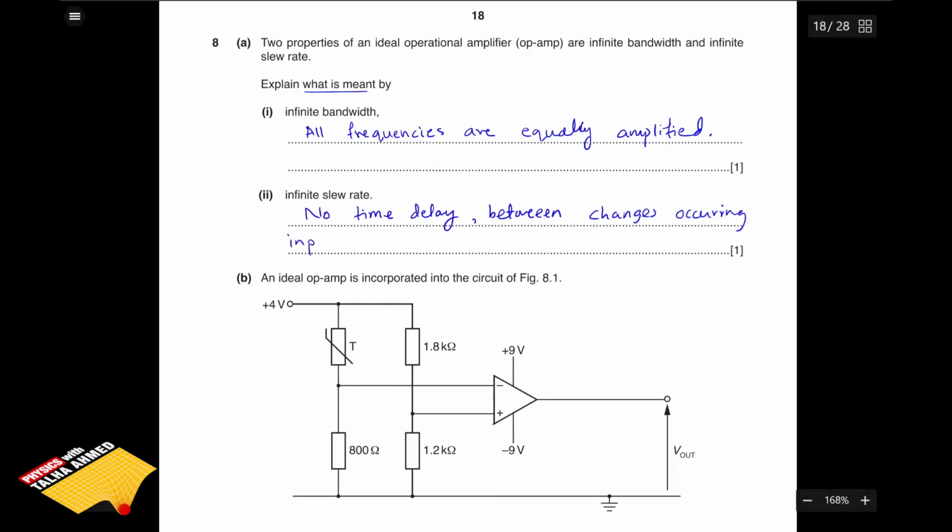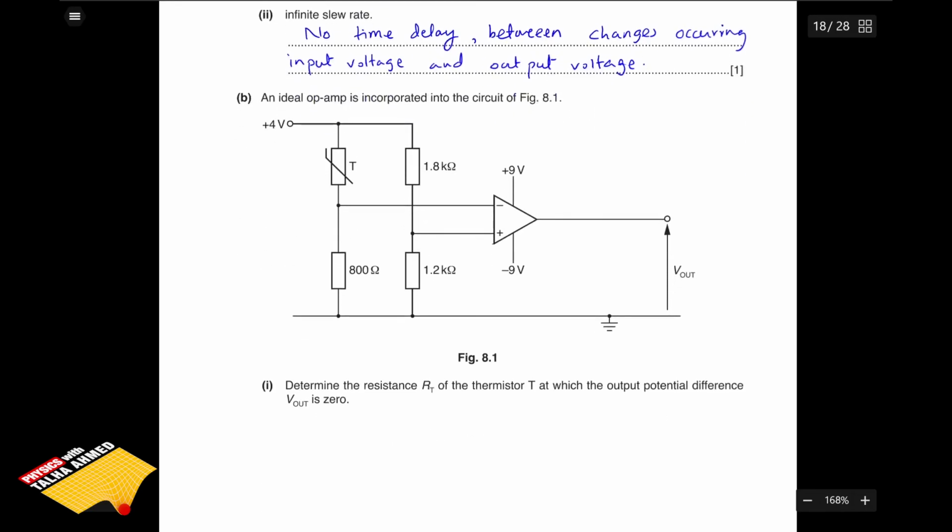Now, part B is basically asking about an ideal operational amplifier circuit that is given to you. And if you have prepared this chapter, you should know that this is actually a comparator circuit where the inputs to both the inverting and the non inverting terminals are compared. If the inverting input is larger, which means the minus input is larger, then the output is also going to be negative. And if the non inverting input is larger, then the output is going to be positive.